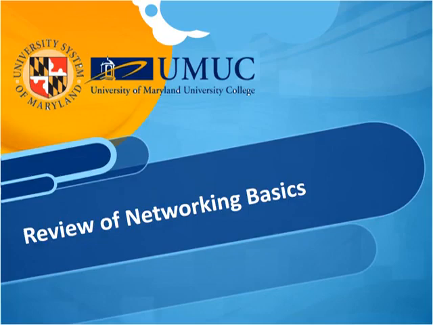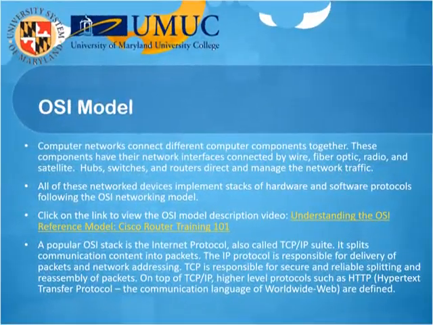Review of networking basics. The OSI model. Computer networks connect different computer components together. These components have their network interfaces, like the NIC cards for servers, connected by wire, fiber optic, radio, satellite, etc. Hubs, switches and routers direct and manage the network traffic.